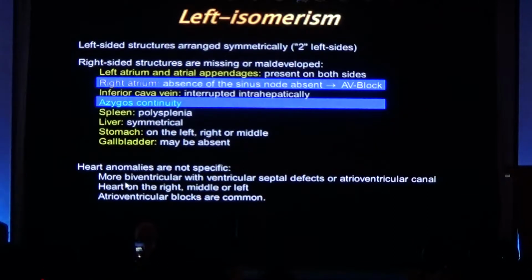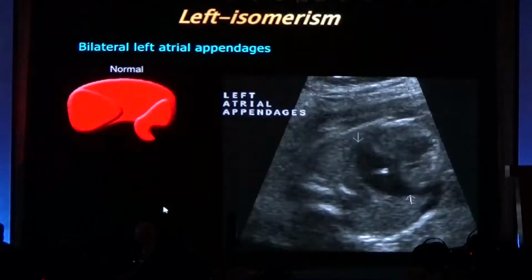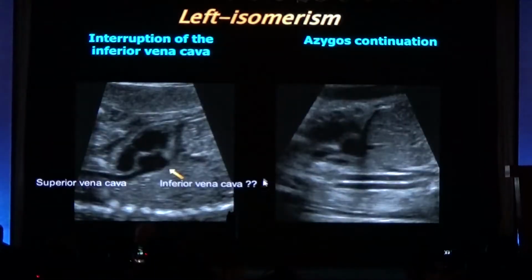The anomalies include biventricular anomalies with ventricular septal defect, atrioventricular septal defect that we just discussed earlier, and the heart can be either on the right, in the middle, or on the left, and AV blocks are common. So these babies have trouble when they're born. You can look at the atrial appendage. I have shown you this image, superior cava and no inferior cava, very classical.